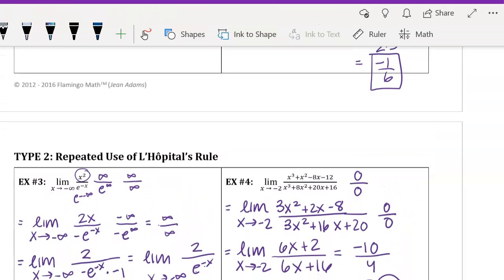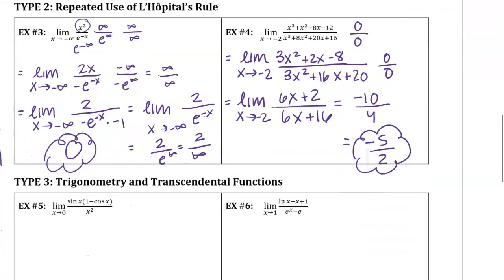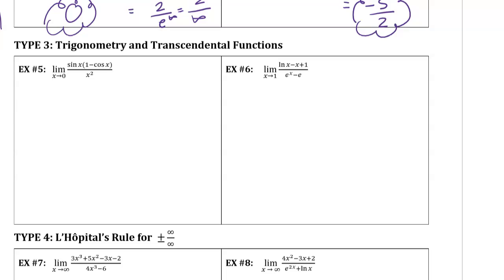Sorry, I didn't move something I didn't mean to move. Okay, now we've got some more.